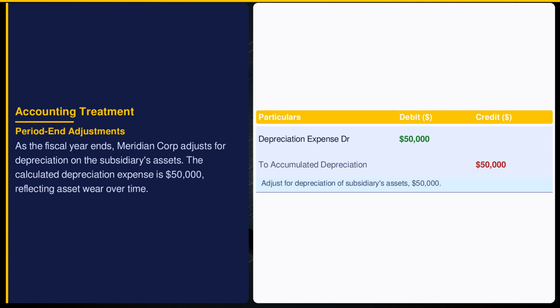Adjusting for depreciation is crucial for accurate financial reporting. Meridian Corporation records $50,000 as depreciation expense, matching asset usage over time with financial periods. This adjustment aligns with Indian Accounting Standard 110, ensuring assets are not overstated while affecting net income and asset valuation, providing a realistic financial snapshot.